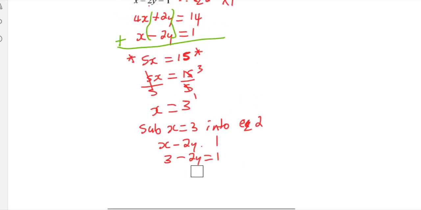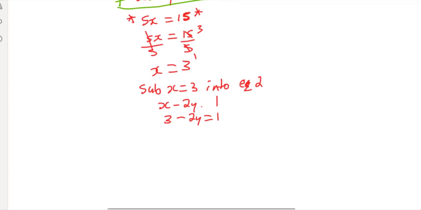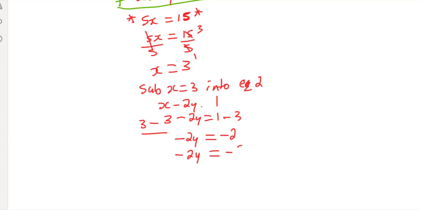Right, we need to get y by itself, so we're going to minus 3 on both sides. So we now have negative 2y equal negative 2. Divide by negative 2. Negative cancels negative, and 2 into 2 is 1. Therefore, y equal 1.